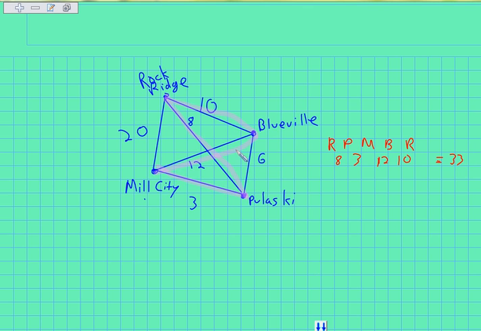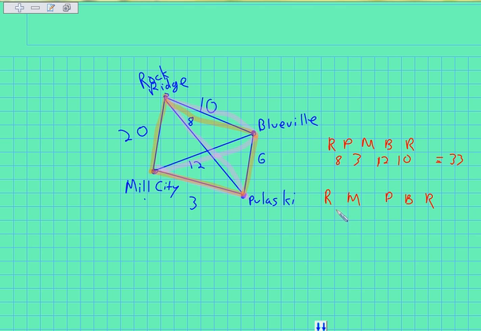Now, if I go through and I choose a different Hamilton path, I may end up with a very different weighting. Right? So, for the sake of argument, let's just go through and go around. Right? So, let's say I went to Rock Ridge, from Rock Ridge to Mill City, to Pulaski, to Blueville, and back. So, if I'm going to make that circuit, so Rock Ridge to Mill City, to Pulaski, to Blueville, and back.